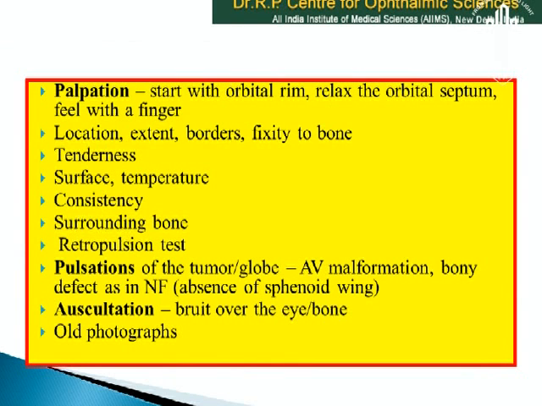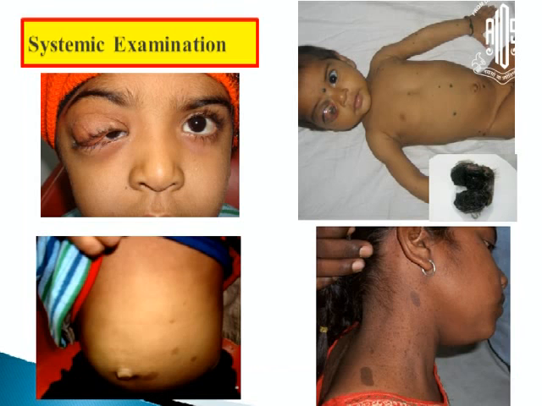Now, in palpation, we have to start from the orbital rim, relax the orbital septum, and feel with the finger deep inside. Look for the location, extent, border, fixity to the bone, tenderness, any surface temperature indicating an inflammatory lesion, the consistency, surrounding bone, and the retropulsion test. Auscultation is useful in a few of the vascular lesions, and always document along with the old photographs of the patient.